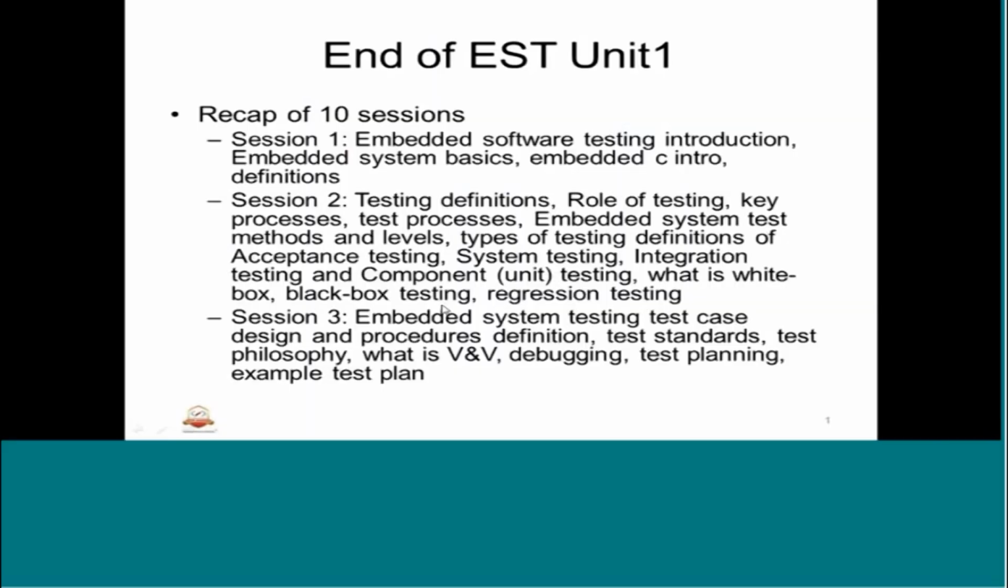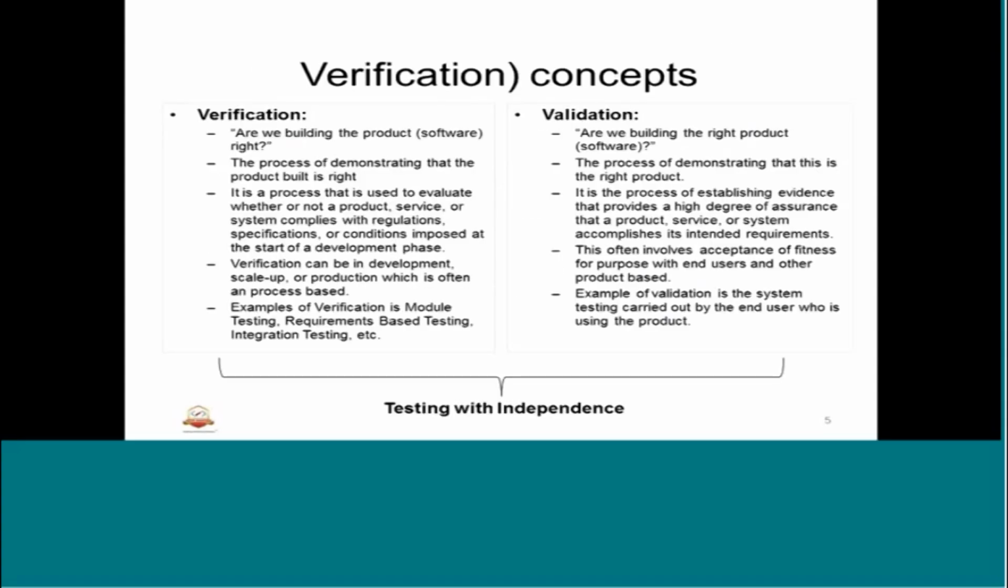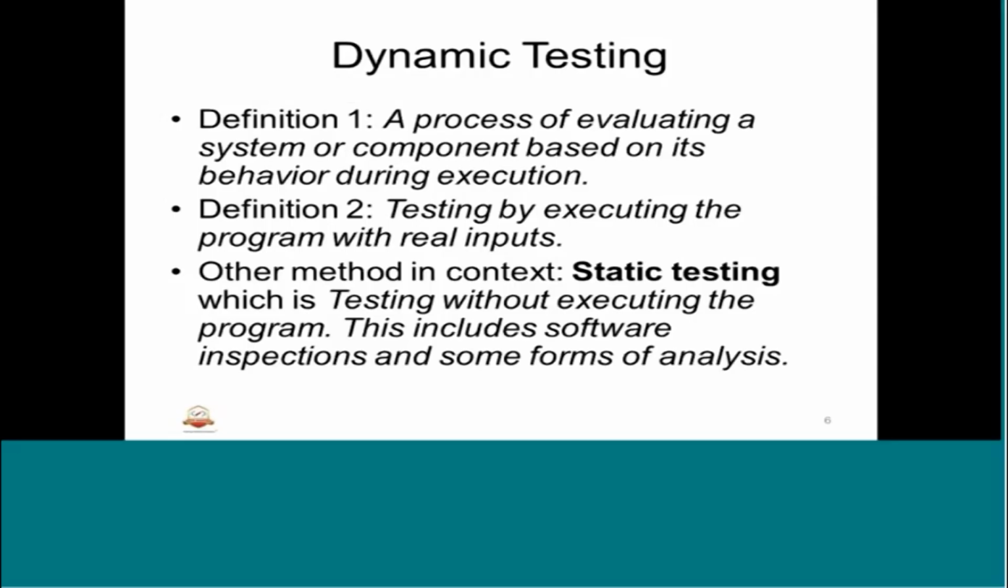Last session we went through a recap of the Unit 1 sessions, all the 11 sessions, and also we defined IV and V, independent verification and validation, and we studied dynamic testing. We had several definitions of dynamic testing. It's very important to understand: it's a process of evaluating the system when the system is executing. That means we do the testing when we execute the program.